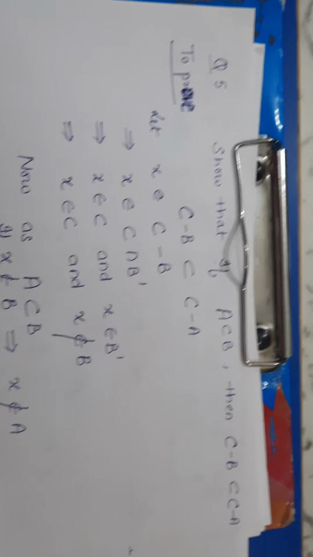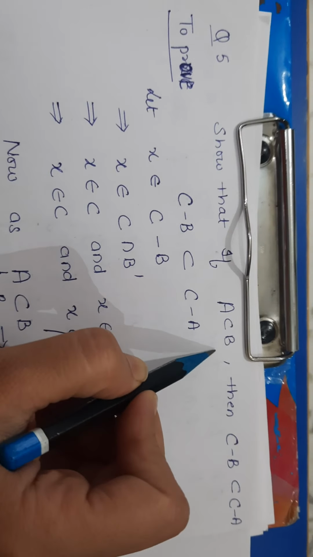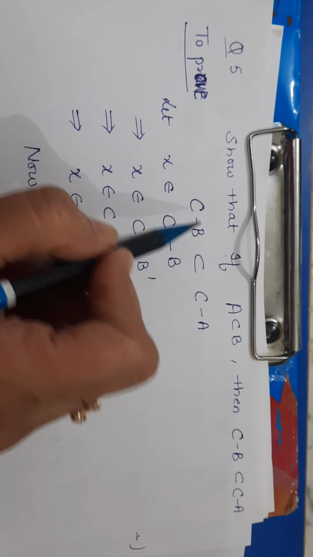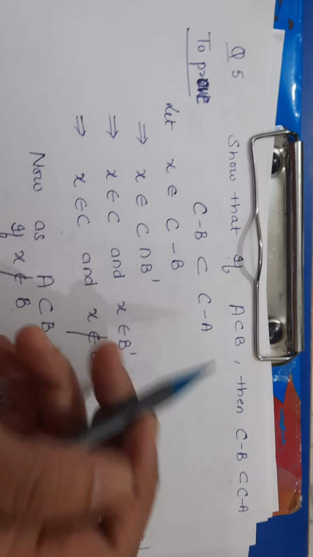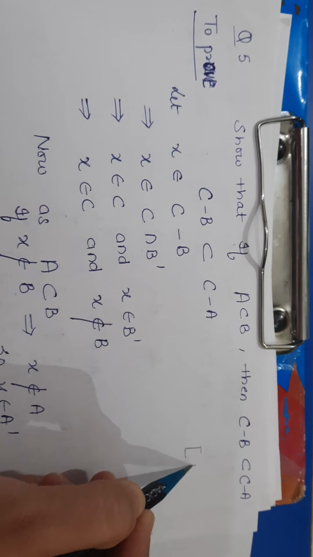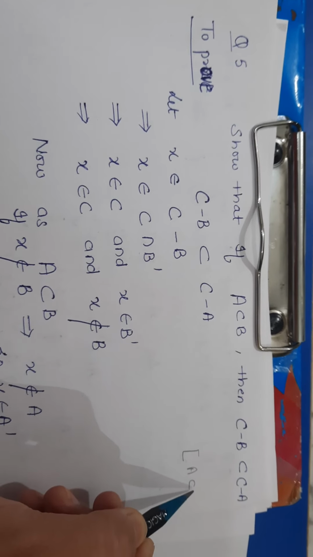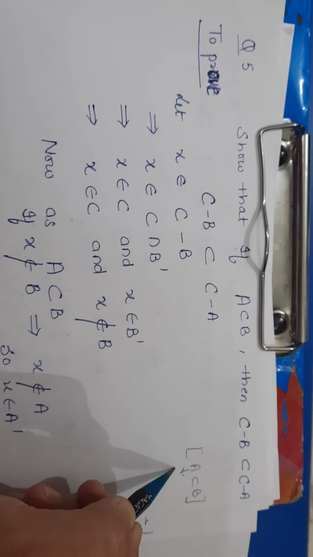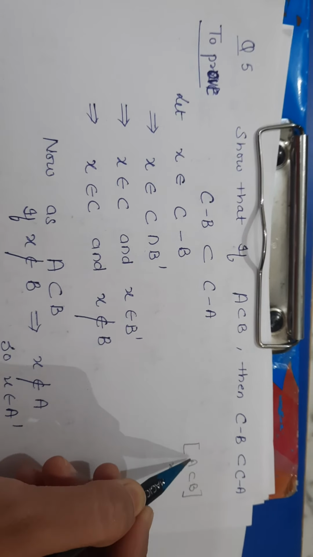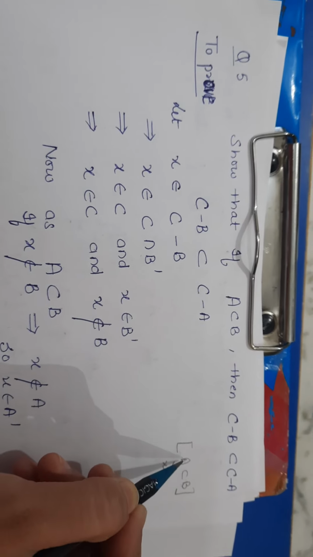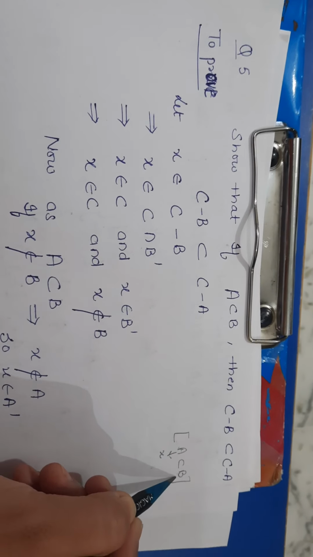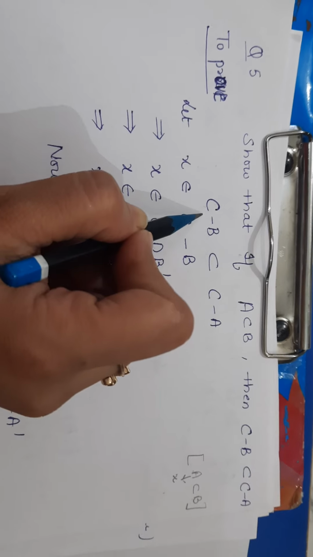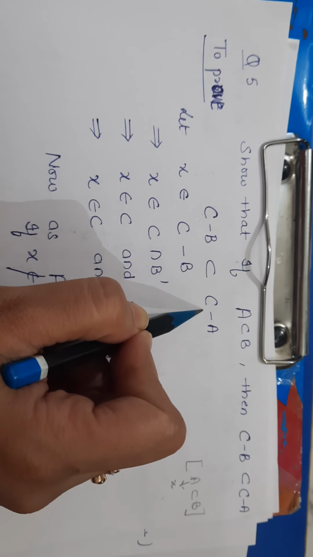Question number 5. Show that if A is a subset of B, then C minus B is a subset of C minus A. Now you have to prove this is a subset of this. Whenever we have to prove any set A is a subset of B, what we are going to do? We are going to take any element from this set, and if it belongs here, that means every element of this set is here. So this is going to be a subset of this. So now we are going to take one element from here and ultimately we are going to show that this element also belongs to this set.